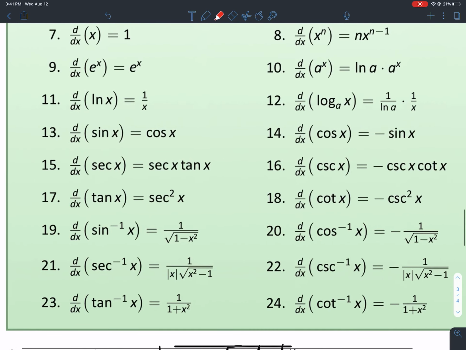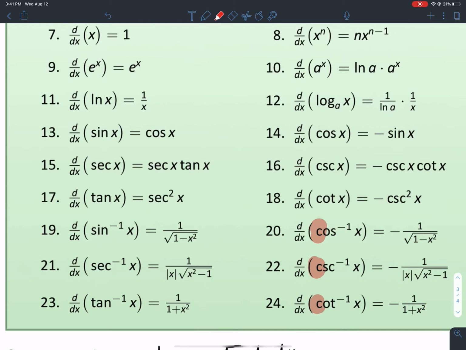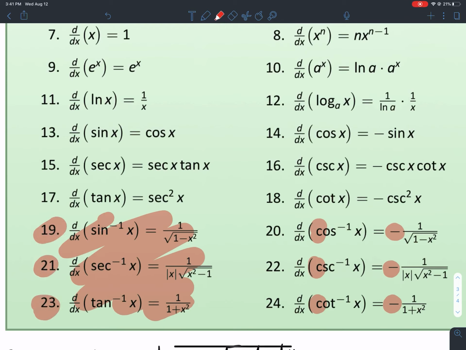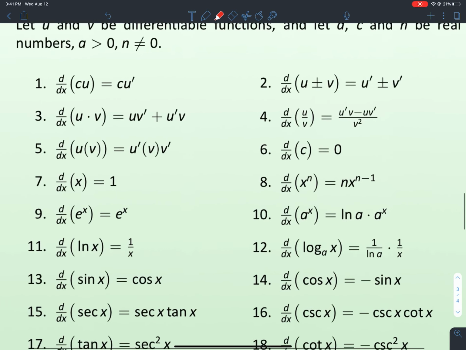Same with your trig ones here. The c's produce negatives. Okay, so it's literally the exact same as 19, 21, and 23, but instead we have negative values tacked onto them. Okay, and we just talked about those in a previous video.